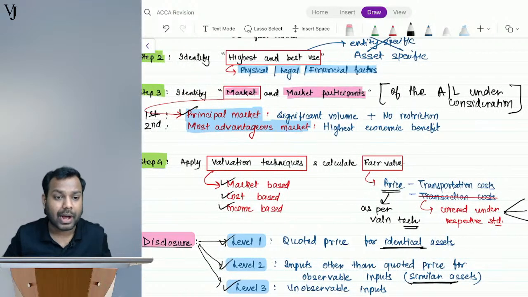Is this step number 4 clear, Ahana? Ahana or Ayush? Ayush, is step number 4 clear?